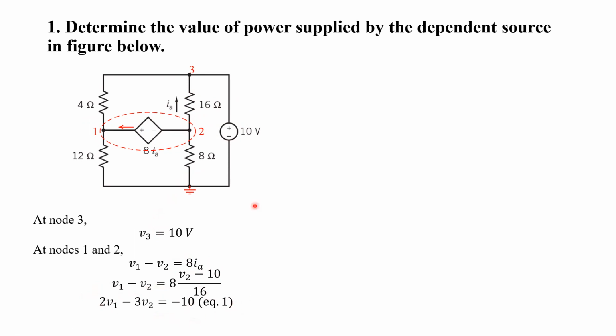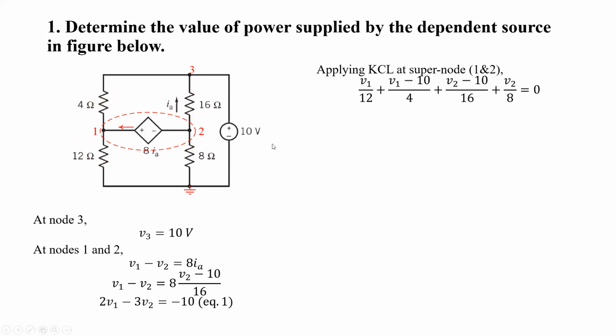Now let's apply KCL at this supernode of nodes 1 and 2. A supernode is formed out of nodes 1 and 2, since there is a voltage source between them. While applying KCL at the supernode, let's assume all the currents through this resistor, this resistor, this resistor, and this resistor are outgoing currents. For this branch, the current will be V1 by 12.